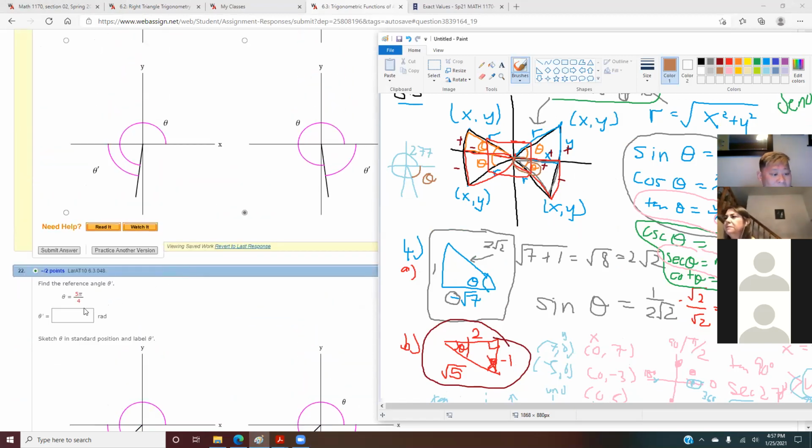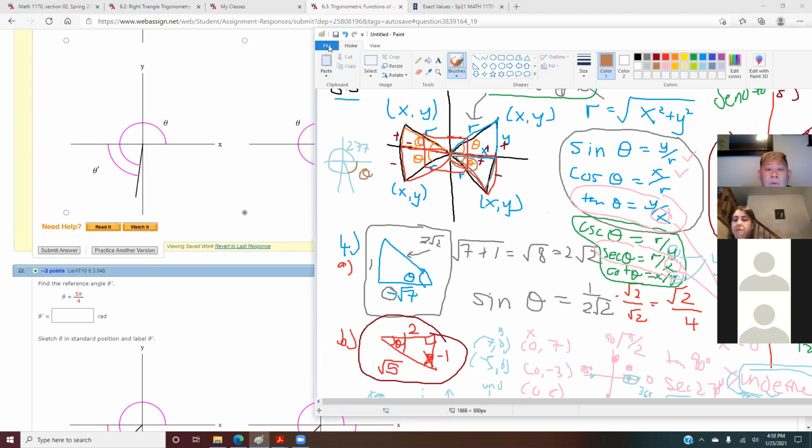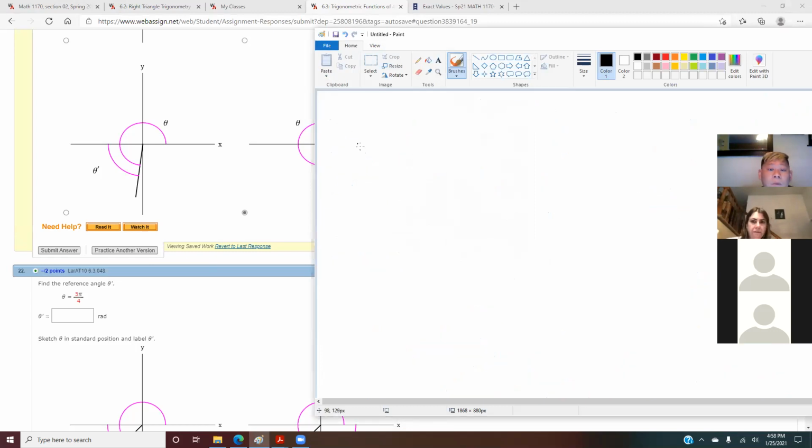Radians are a little bit different. 5 pi over 4. So how do we do 5 pi over 4 in this case? I need to start a new one. So from here to here is pi, and 5 pi over 4 is a tad bit more. So this is 5 pi over 4, because here is 4 pi over 4, which is exactly the same thing as pi, which is 180 degrees.